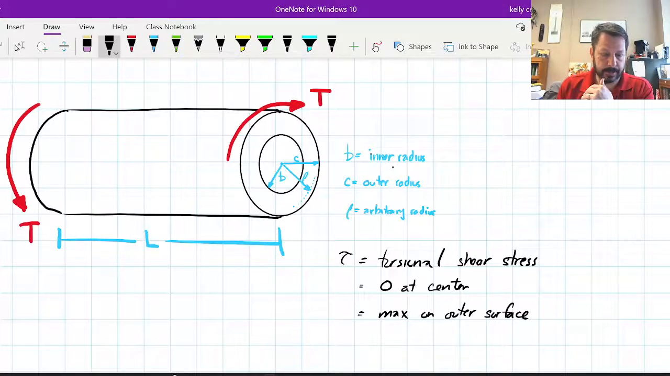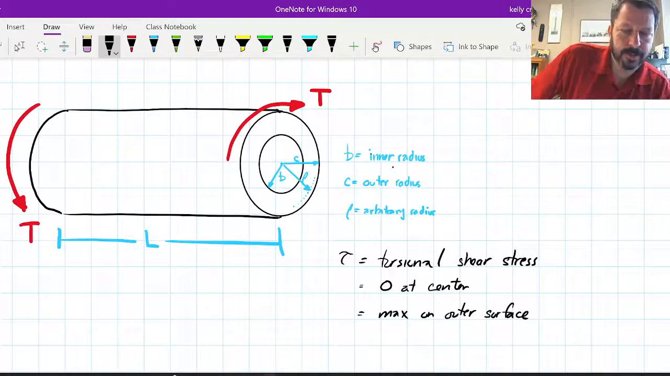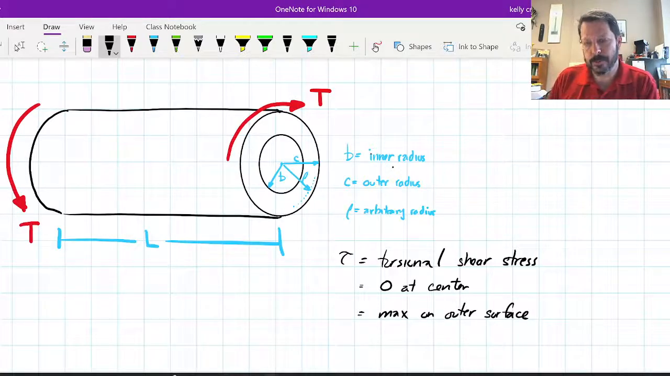We'll deal with that separately. So I don't want to clutter up our diagram with that. We don't need it just yet. We'll get to that maybe tomorrow.